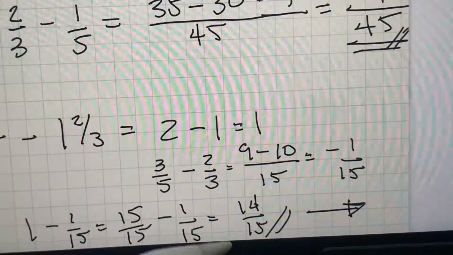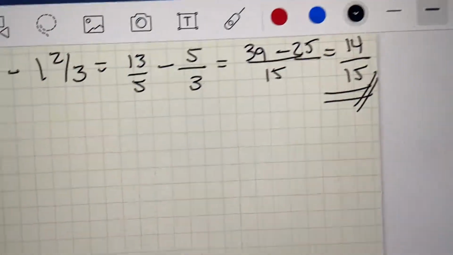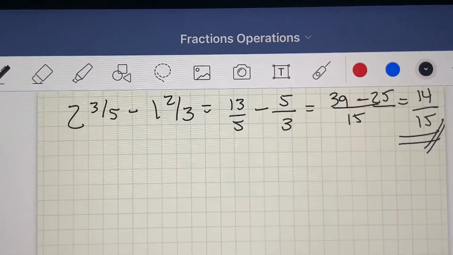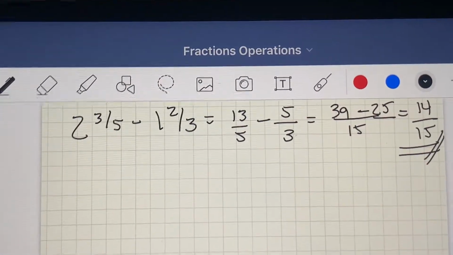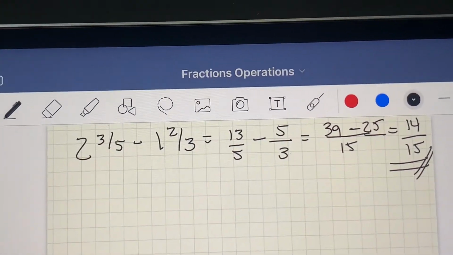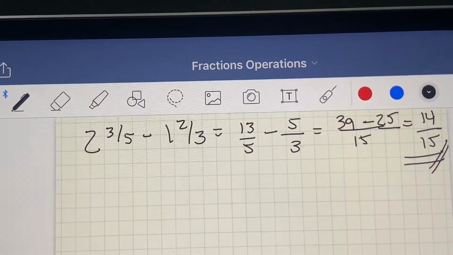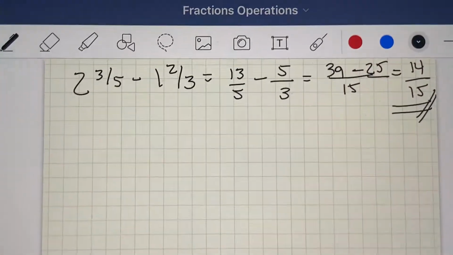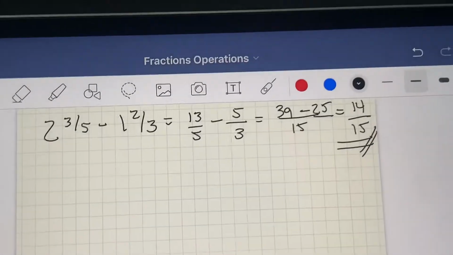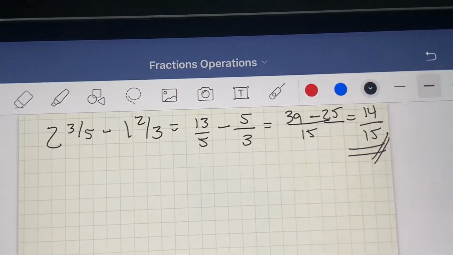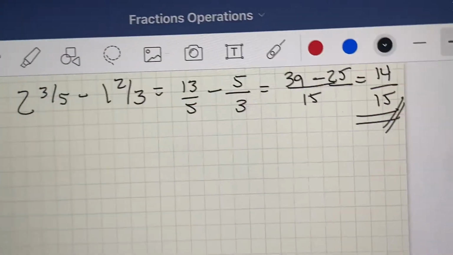If you remember, I got 14 over 15. So in both instances, we got the same answer. So you can solve as a mixed number, or you can decide to do the wholes first and then the fractions afterwards. Either way, you have to get the same answer. Okay? Now, let's do one more, and then I'll switch to multiplication.